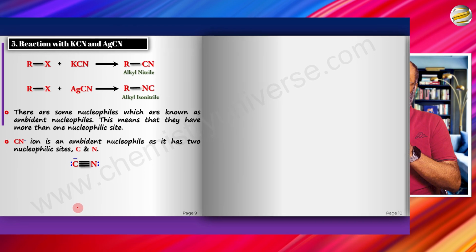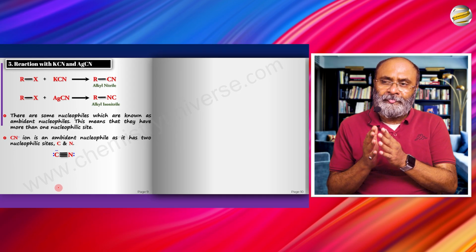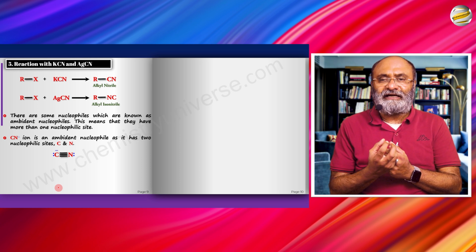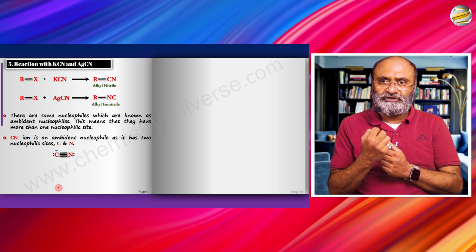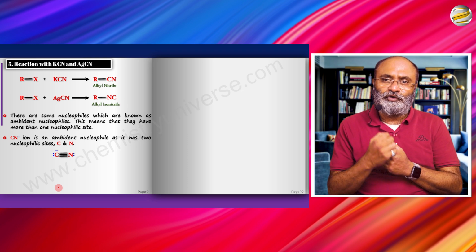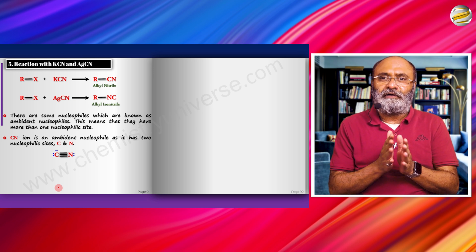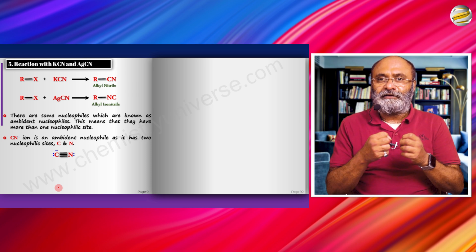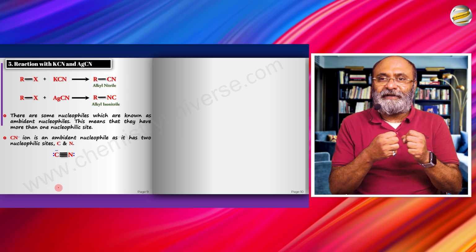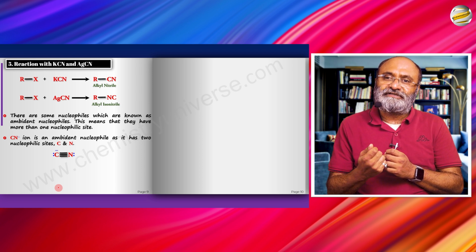So what happens is, KCN is completely ionic, so it will break into K plus and CN minus. And if you keep an RX there, C will act as a nucleophile because it has more electron density, it's got a negative charge. So you get RCN. But when you take AgCN, now the Ag-C bond is not ionic, it is polar covalent. So it takes a little time to break. So meanwhile, as it is breaking, N is still having a lone pair, so N attacks fast. So what happens is, you get RNC instead of RCN.